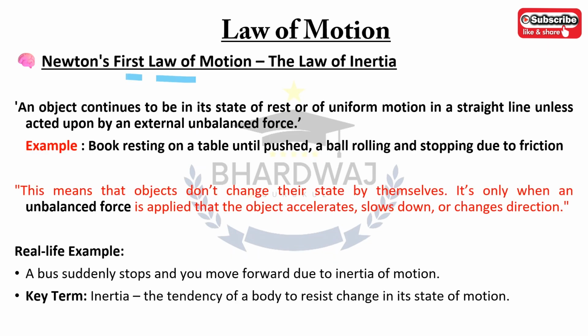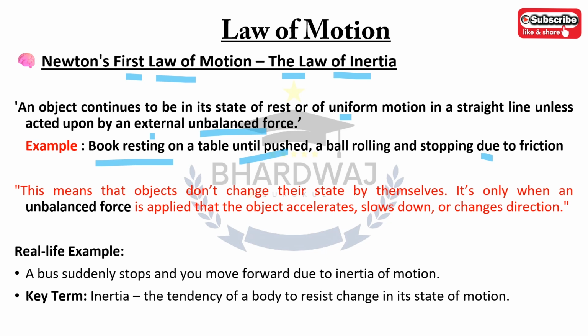Newton's first law of motion, the law of inertia. An object continues to be in the state of rest or of uniform motion in a straight line unless acted upon by an external or unbalanced force. Example: a book resting on a table until pushed, a ball rolling and stopping due to friction are some common examples of Newton's first law of motion.